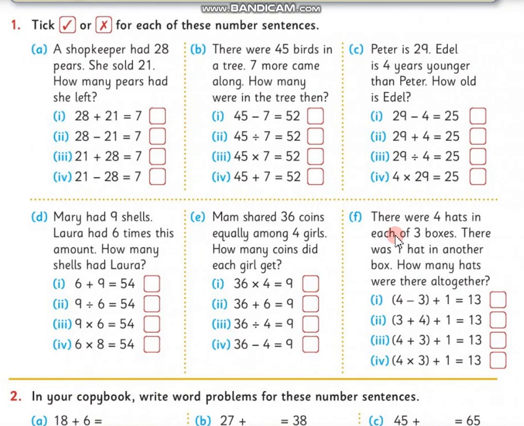So we can do a multiplication number sentence there, but there's more information given to us in the word problem. So instead of just finishing at that, it tells us that there's 1 in another box. So you'll see in all of them that 1 hat in another box is represented by the plus 1, and the brackets show that you do this part first. So work out how many hats in 3 boxes, 4 hats in each box, and then you add on the 1.